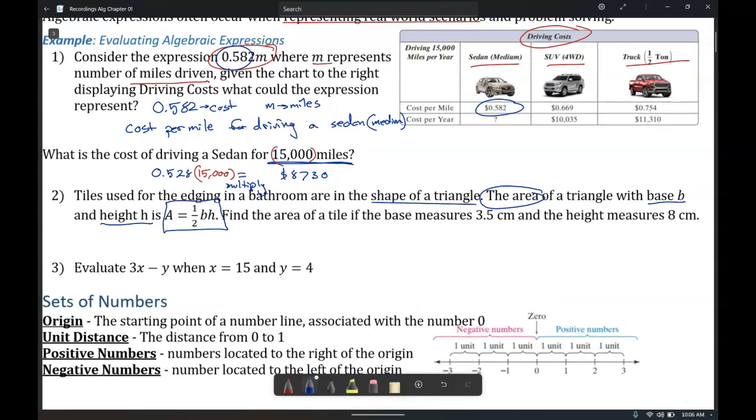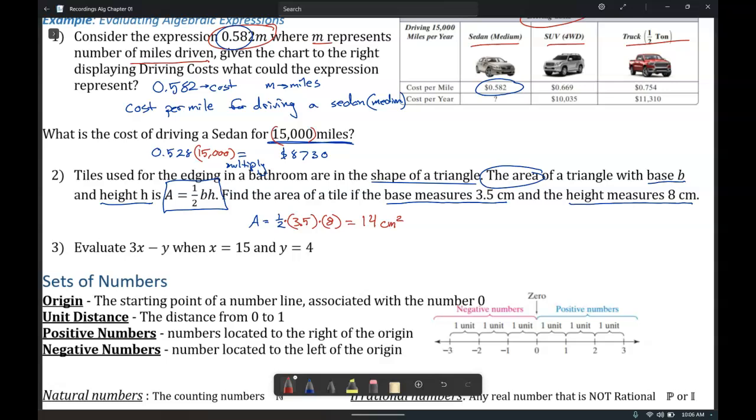So we can use this formula to find the area of a tile if the base measures 3.5 centimeters and the height measures 8 centimeters. We can go ahead and substitute those into our formula. So A equals 1/2. We'll substitute 3.5 for the base, and we'll substitute 8 for the height, and then we'll just multiply these all together. We will get our area of 14 centimeters squared, because area is measured in centimeters squared.